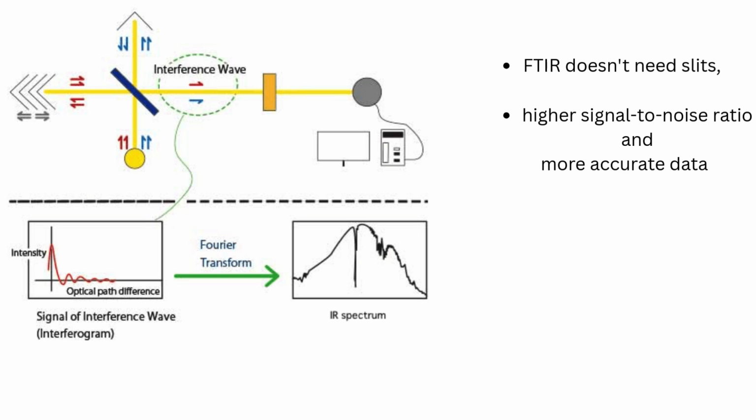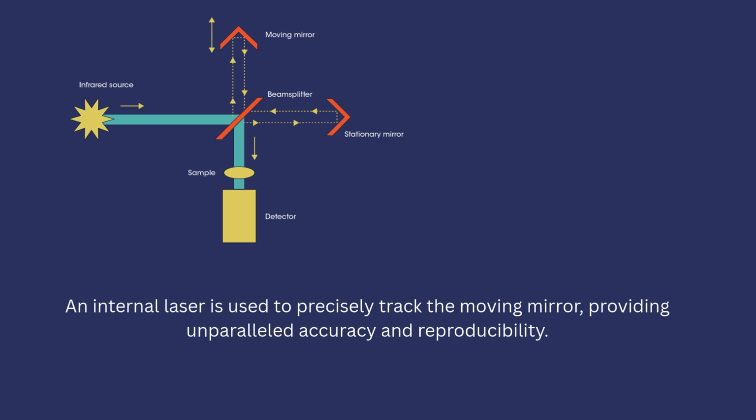The throughput advantage. FTIR doesn't need slits, so much more light gets to the detector. This means a higher signal-to-noise ratio and more accurate data from even tiny samples. The Connes advantage. An internal laser is used to precisely track the moving mirror, providing unparalleled accuracy and reproducibility.